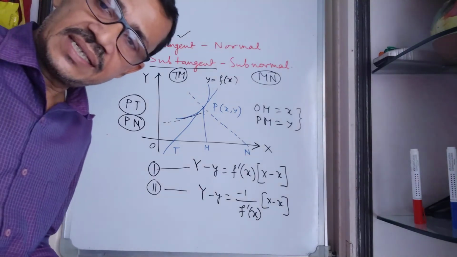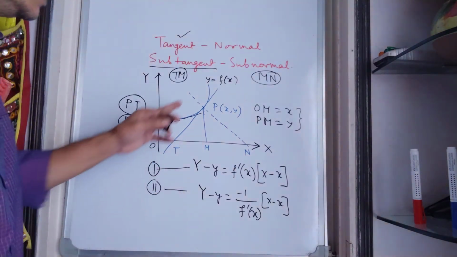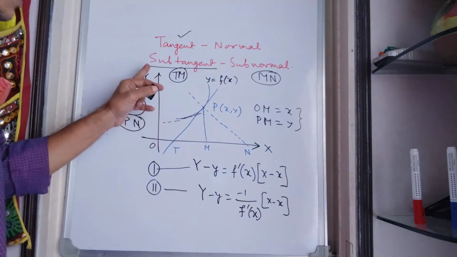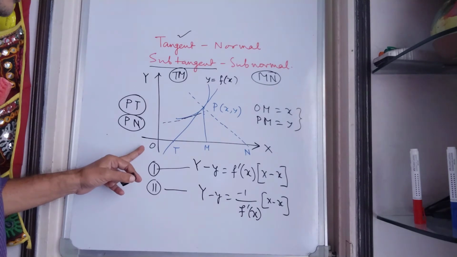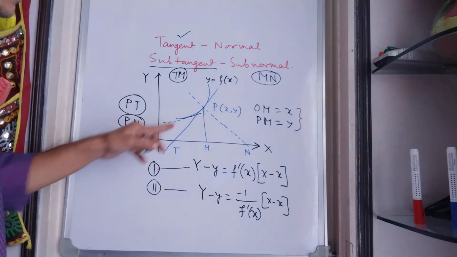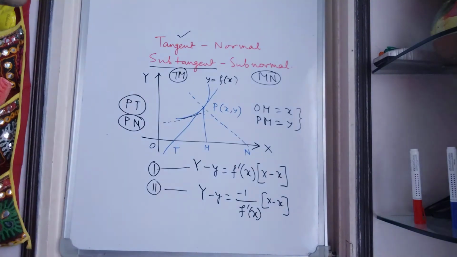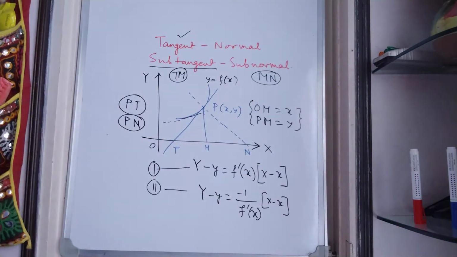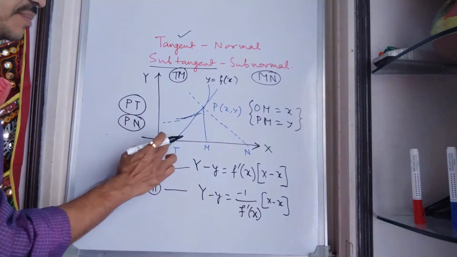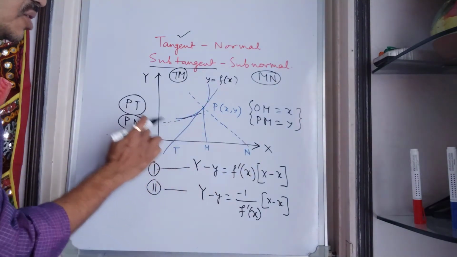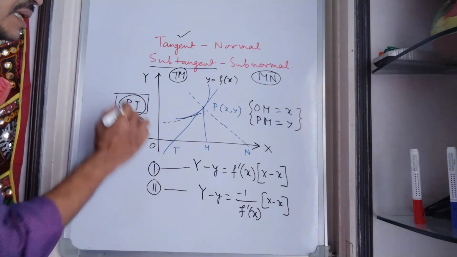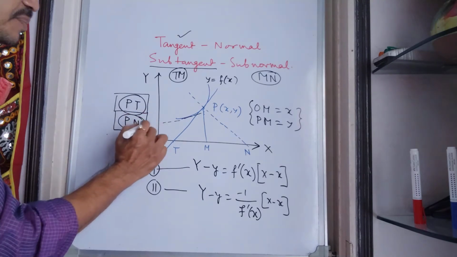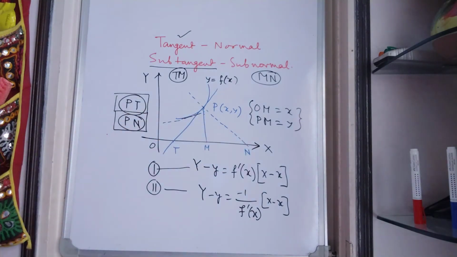I would like to repeat this once again. This is the curve y equal to f(x) with respect to Cartesian coordinates x and y with origin at O, and we draw a tangent at the locus point P, which has coordinates small x, small y. So OM is small x and PM is small y, and this tangent cuts the x-axis at the point T. So PT is the length of the tangent, and this normal cuts the x-axis at the point N, and PN is the length of the normal.